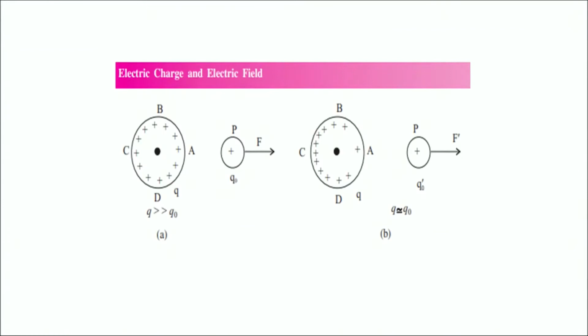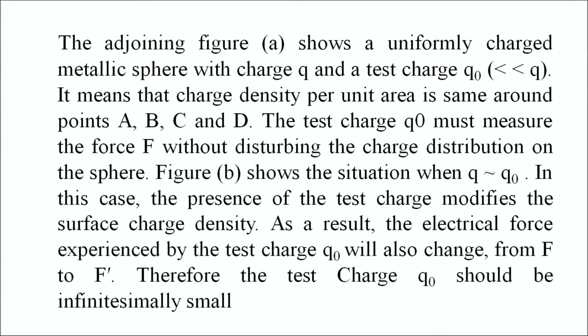So, the adjoining figure A shows a uniformly charged metallic sphere with charge Q and a test charge Q naught, which is very less than Q. It means that the charge density per unit area is the same around points A, B, C and D. The test charge Q naught must measure the force without disturbing the charge distribution on the sphere.